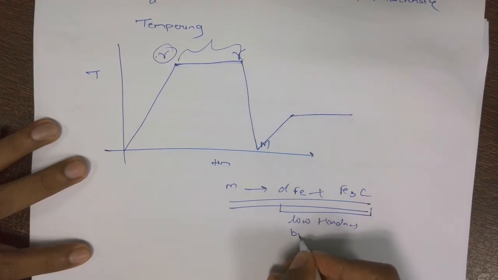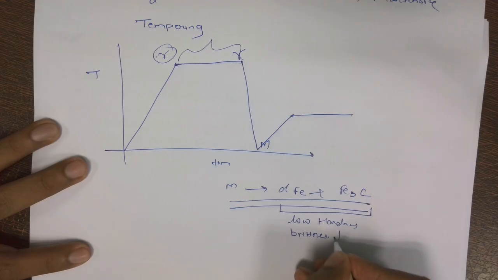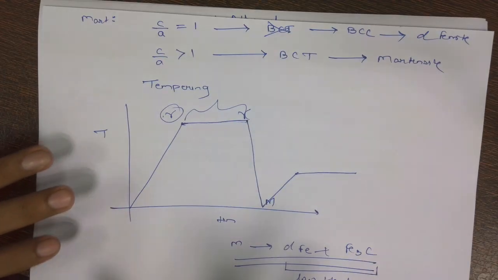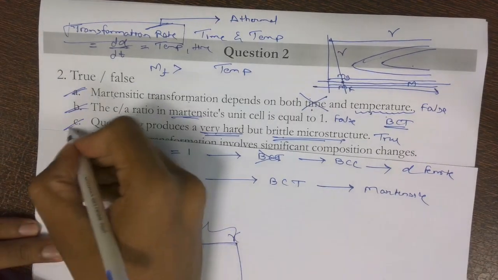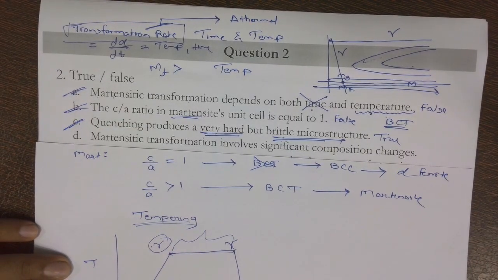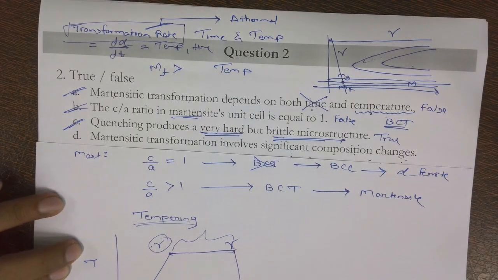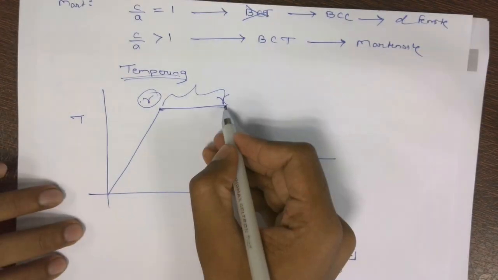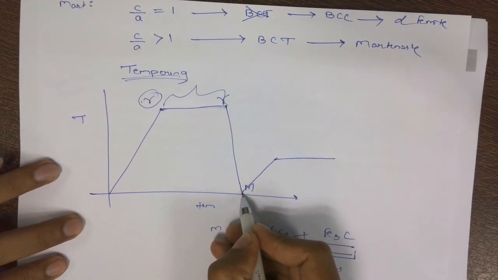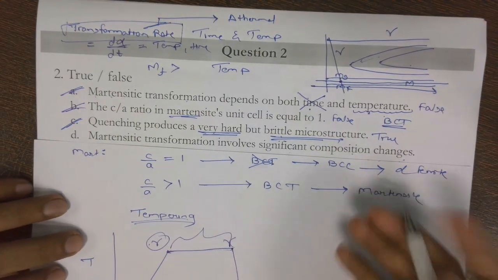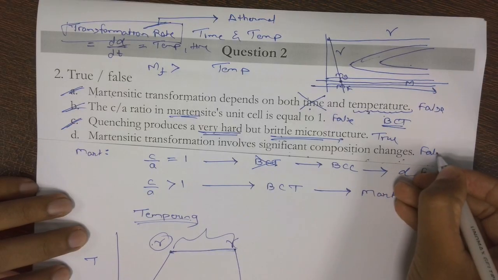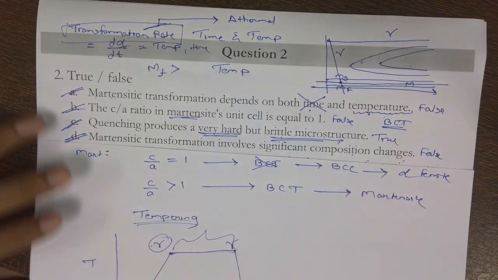Martensite transformation involves significant composition change. Are we changing the composition? Well, the composition would change if I were cooling slowly, but this is fast cooling. The answer is no, it's false. Very good. So here we are not changing the composition. If we start with 0.8% carbon in austenite and then quench it, martensite will also have 0.8% carbon. We are not changing the composition in any way.